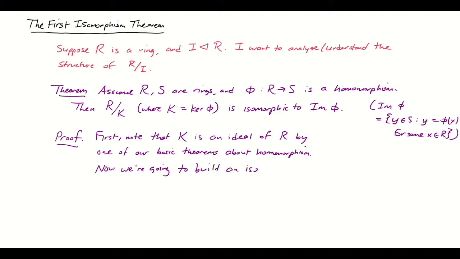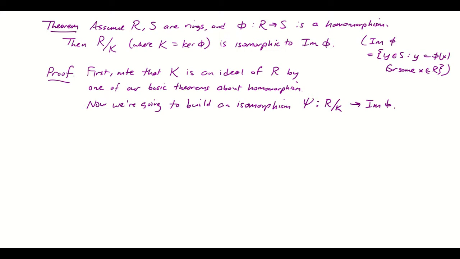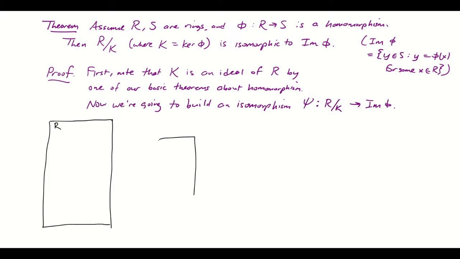Okay, so now we're going to build an isomorphism, which I'll call C, from R mod K to the image of phi. But before we define that map, I want to talk a little bit about the intuition of the isomorphism here and how we think about the quotient ring R mod K. So here's a picture. I'm going to draw a little cartoon of a ring. All right, so this represents R, and the smaller box will represent S.